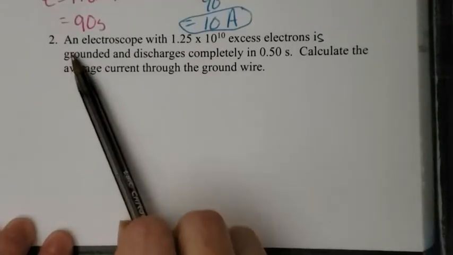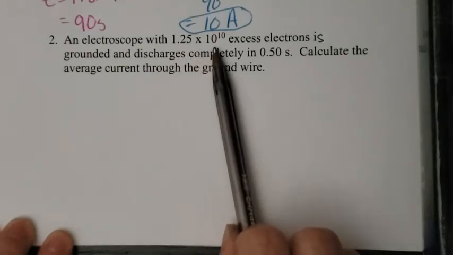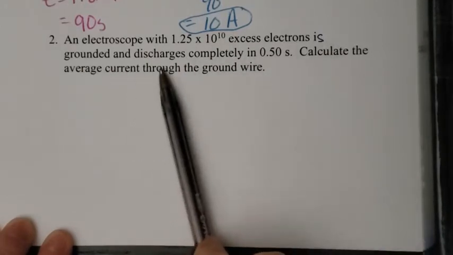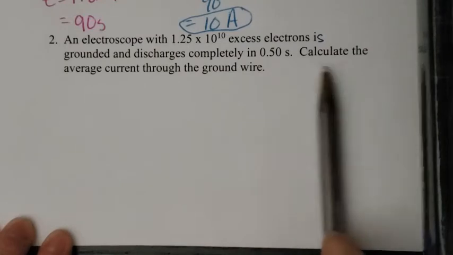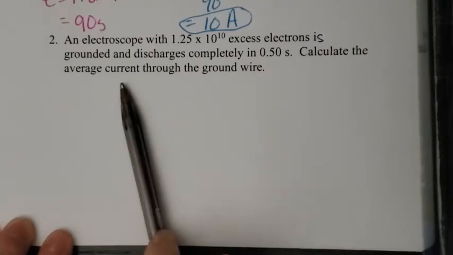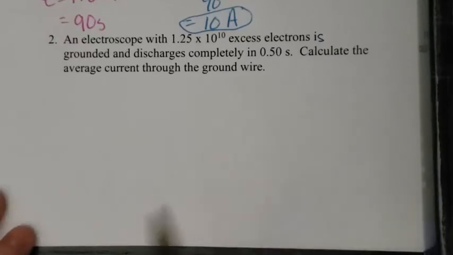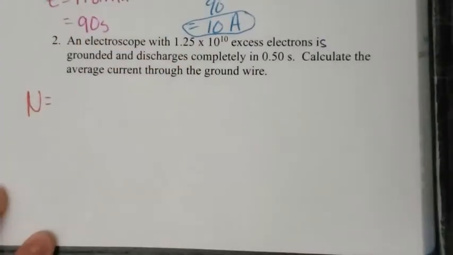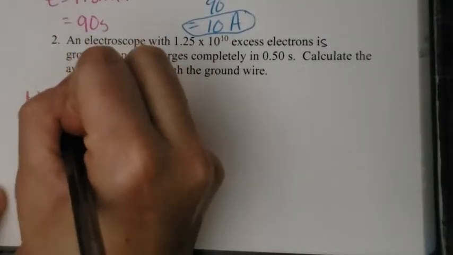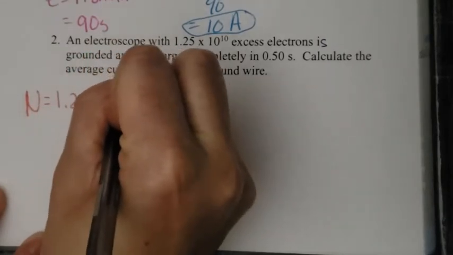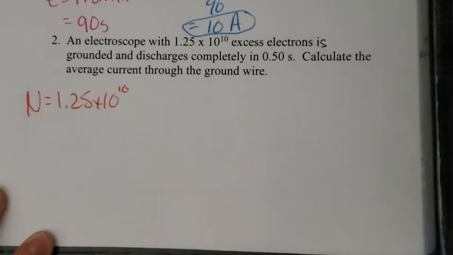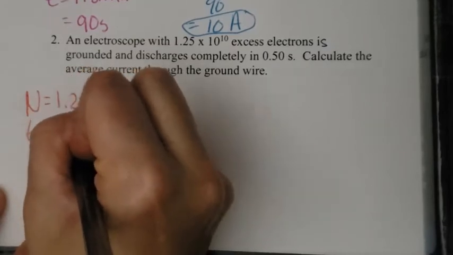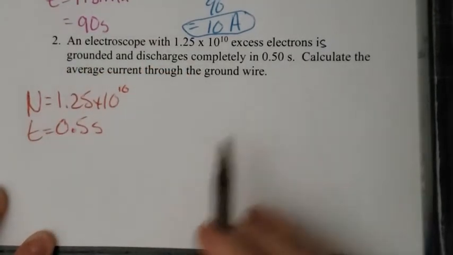Example number 2. An electroscope with 1.25 times 10 to the power of 10 excess electrons, so that's the number of electrons that we have, is grounded and discharges completely in 0.5 seconds. Calculate the average current, remember current is capital I, through the ground wire. First thing we can do is write down what we know. So I know that I have 1.25 times 10 to the 10 electrons, and it's grounded, and that whole process takes me 0.5 seconds. So my time is equal to 0.5 seconds, and I'm looking for I.